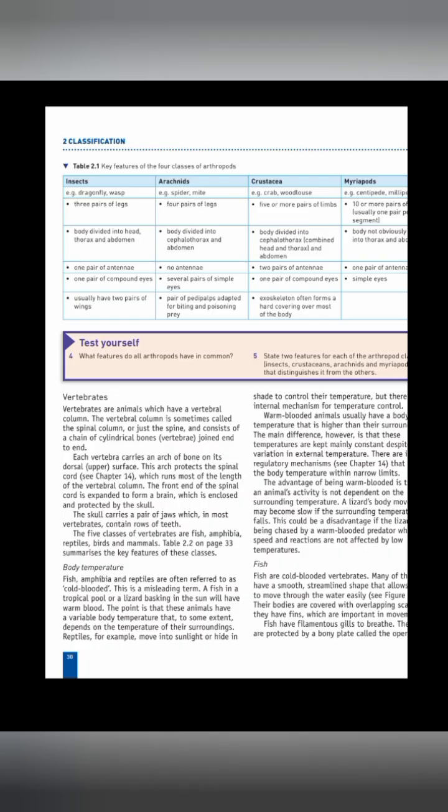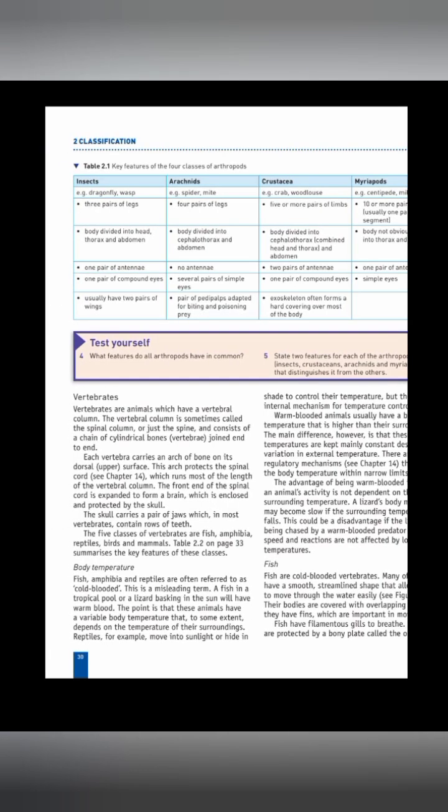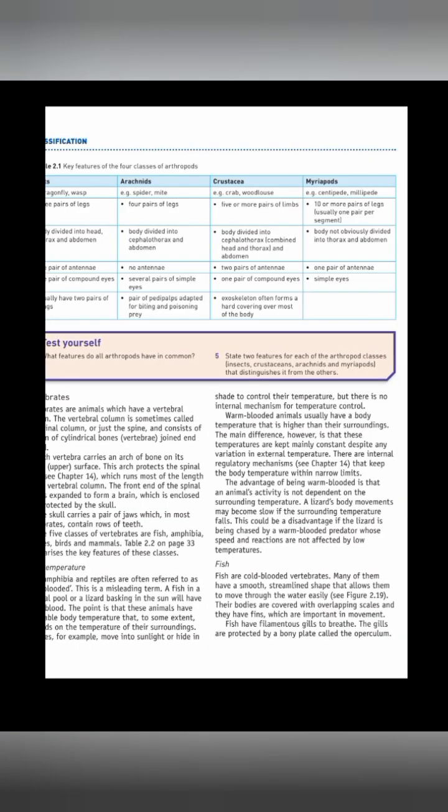Now the body division. In insects, the body is divided into head, thorax and abdomen. In arachnids, the body is divided into cephalothorax and abdomen. In crustaceans, the body is divided into cephalothorax, which means the head and thorax are combined, and abdomen. In myriapods, the body is not obviously divided into thorax and abdomen. Now we discuss the pairs of antennae. Insects have one pair of antennae, arachnids have no antennae, crustaceans have two pairs of antennae, and myriapods have one pair of antennae.